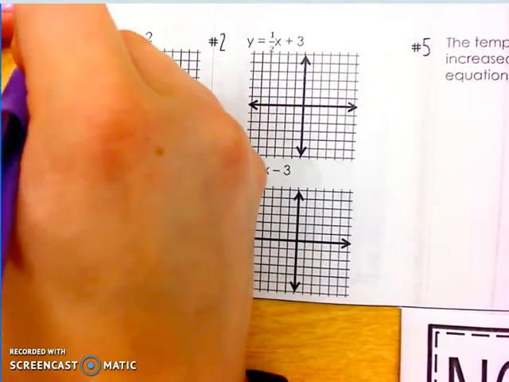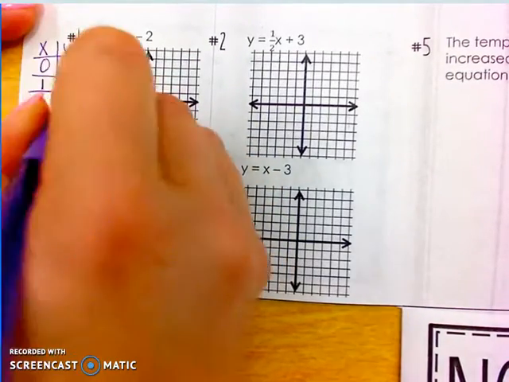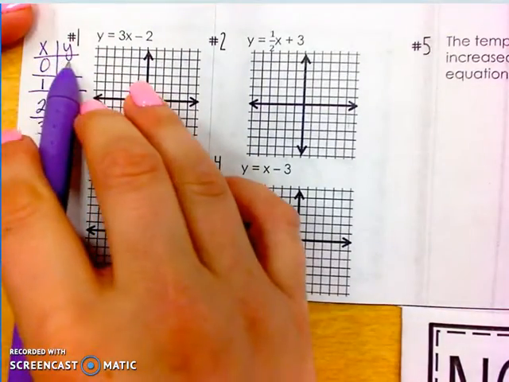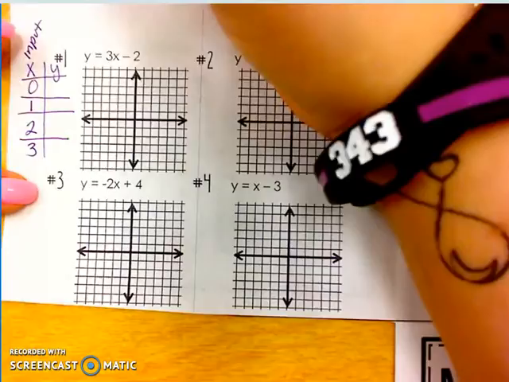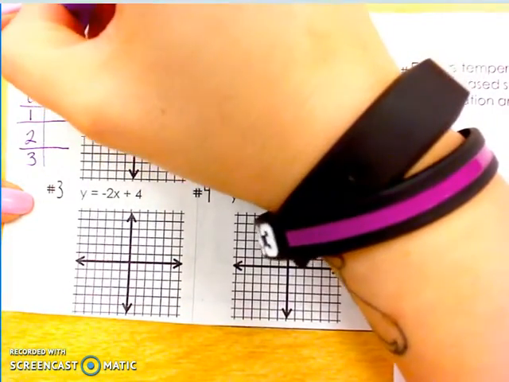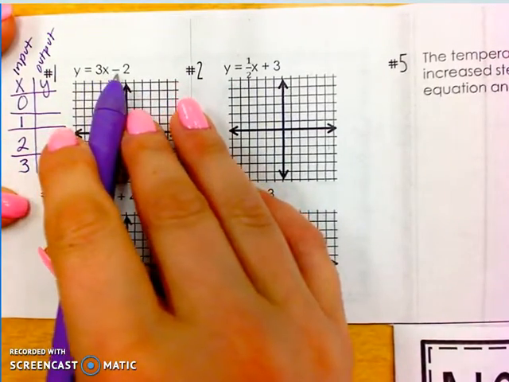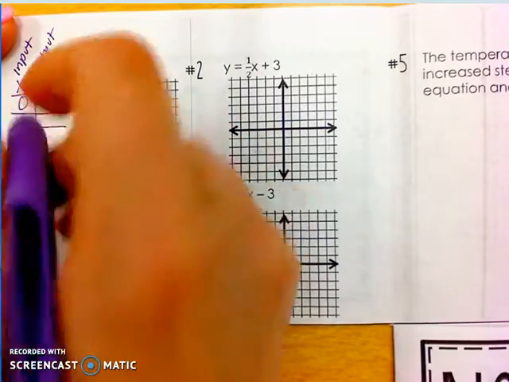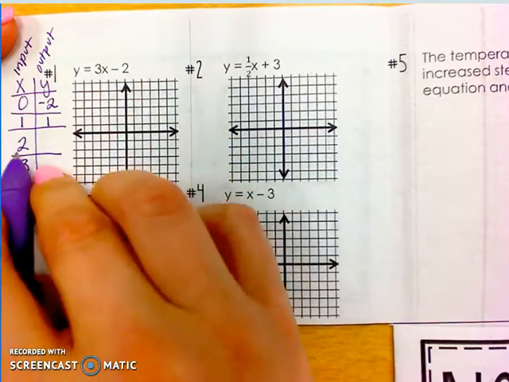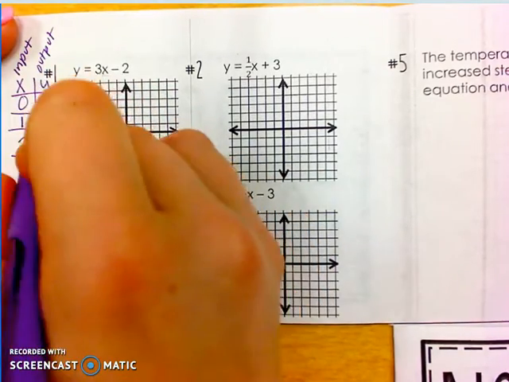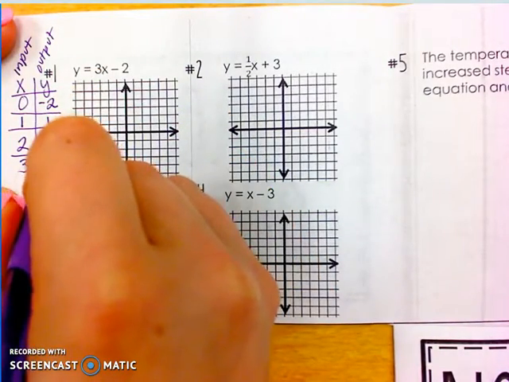So x, let's call it 0, 1, 2, and 3. And I need to determine my y. So this is my input for x, and my output is y. So if I plug in 0, 3 times 0 minus 2 is negative 2. 3 times 1 minus 2 is 1. 3 times 2 minus 2 is 4. And 3 times 3 minus 2 is 7.